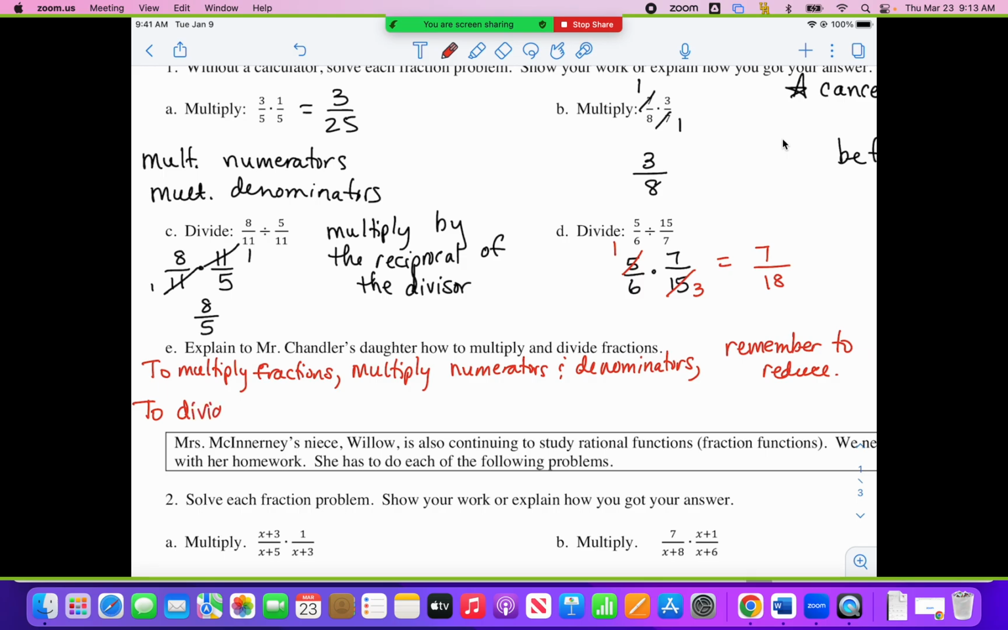To divide fractions, first, change to multiply by the reciprocal of the divisor, and then it becomes a multiplication problem.